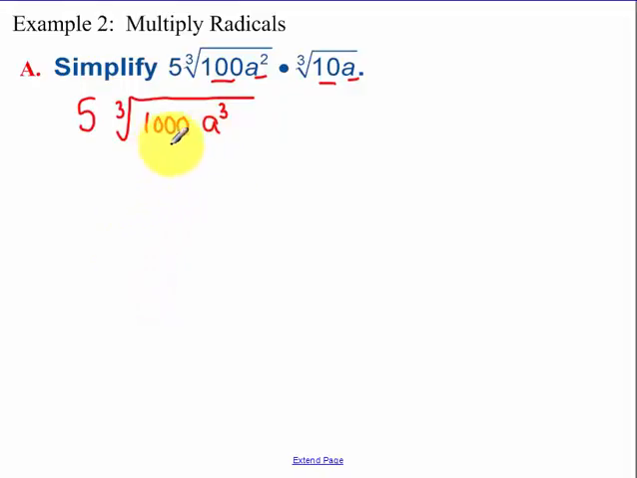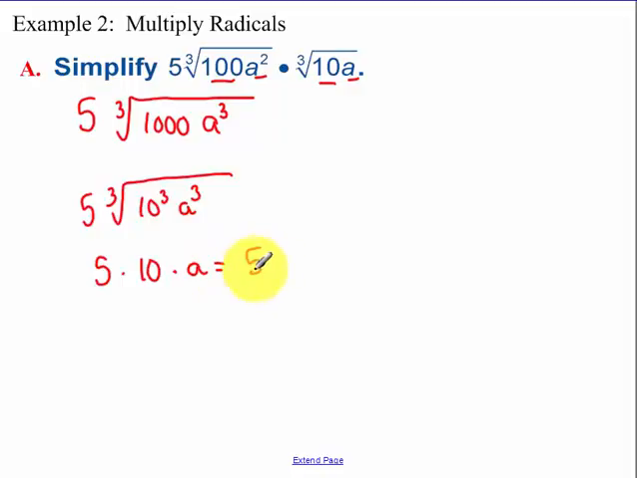Now write each one of these to the third power. So 1,000 becomes 10 to the third. A cubed is a to the third power. So then we have 5. This 10 cubed can break out of our radical and just become a 10. The a cubed can break out of the radical and just become an a. So that simplifies to 50a.